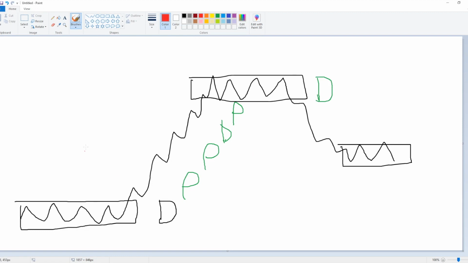The second scenario is like it broke out from here, and then it's a failed breakout. Let's say this is a failed breakout. So what would happen is the price would have come down here. It would have tested this, and then it would have fallen from there. Now the profile of this would look something like this.